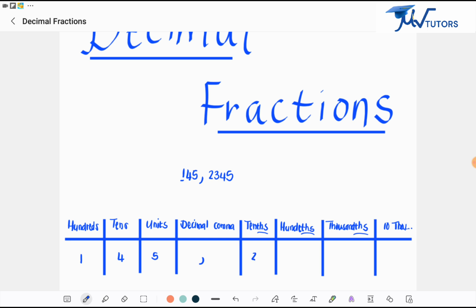Our hundredths, oh my gosh, I forgot an R there. Hundredths, my goodness, what was I writing? Let me rewrite that because, geez, hundredths. There we go. So with the hundredths, we have 3. Our thousandths, we have 4. And ten-thousandths, with the TH there, that would be the 5. That is how we basically order a decimal fraction.